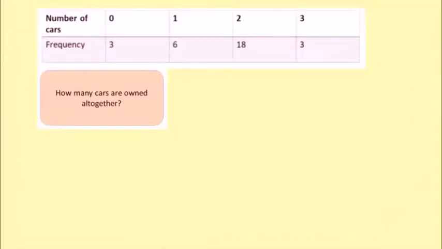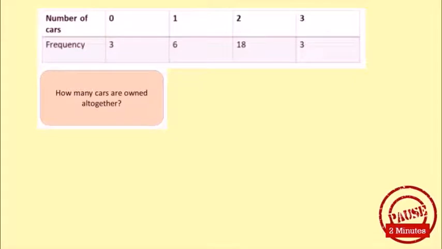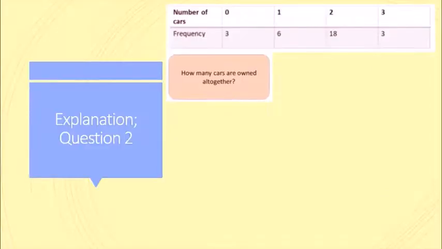Brilliant. Okay, so the same table, a different question now. How many cars are owned altogether? So press pause, give yourselves a couple of minutes, and then we can go for the answer. Right, if there are 3 houses with no cars, in total, how many cars do they have?